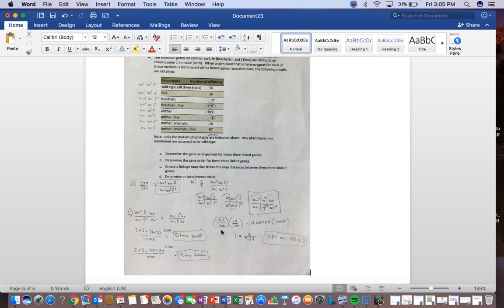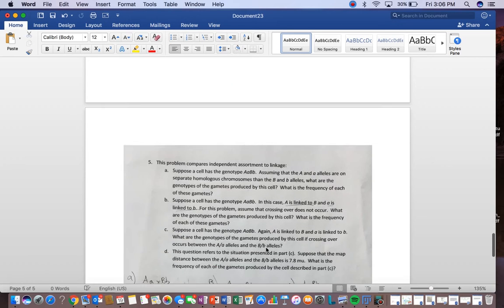Okay, and so then to calculate the interference for part D, we take the 5.1 divided by 100 times the 19 divided by 100, and we get the 0.00969. We multiply that by the total number of offspring, and it gives us 9.69. So then we take the expected outcome, which would be 2 plus 3, or 5. We go 5 divided by the 9.69, subtract that from 1, and that'll give us our interference value of 0.484 or 48.4%.